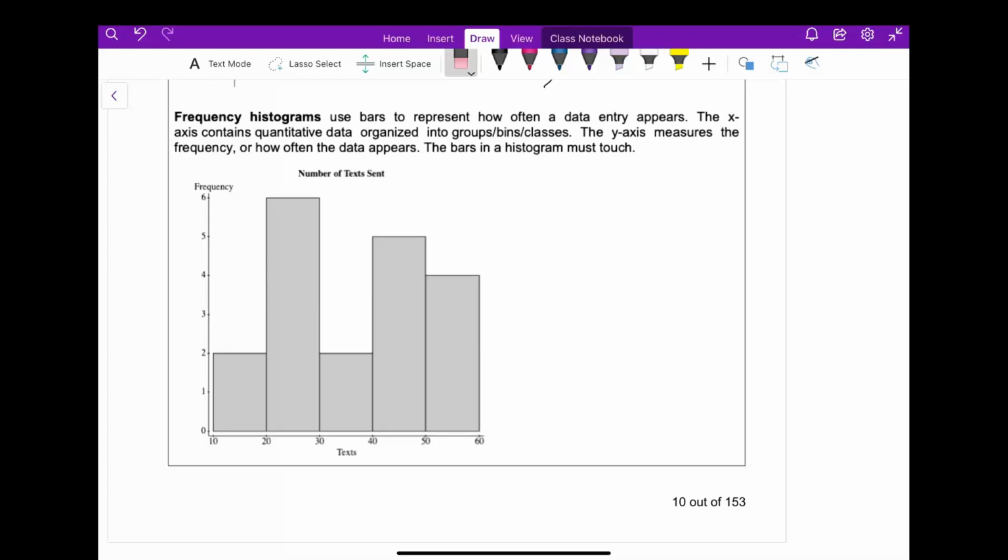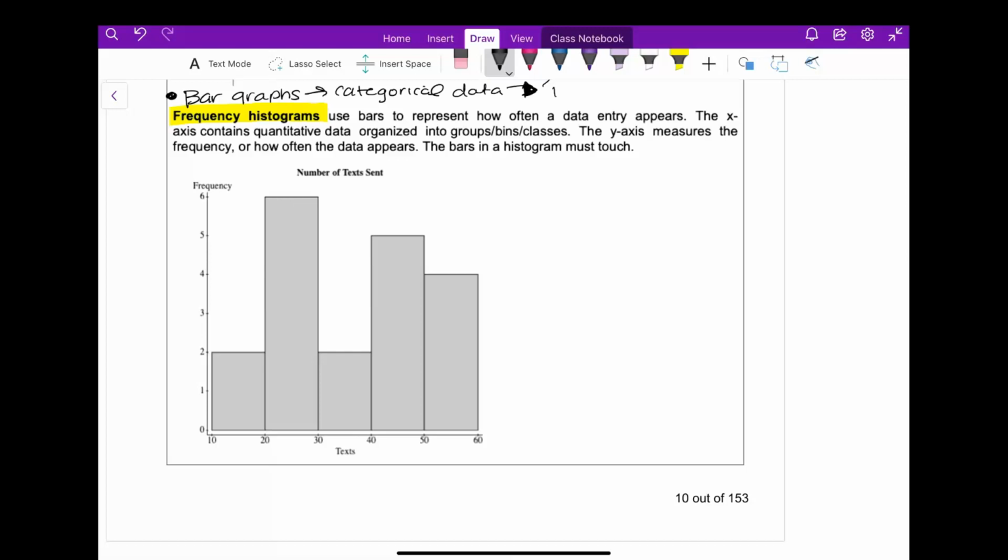So our last question is about frequency histograms. All right, let me remind you what we learned earlier. Earlier, we learned about bar graphs. Okay, this was earlier. This is not what we're talking about now. Bar graphs represented categorical data. What is categorical data? Categorical data was labels that are not numbers. Okay, that's what we learned before.